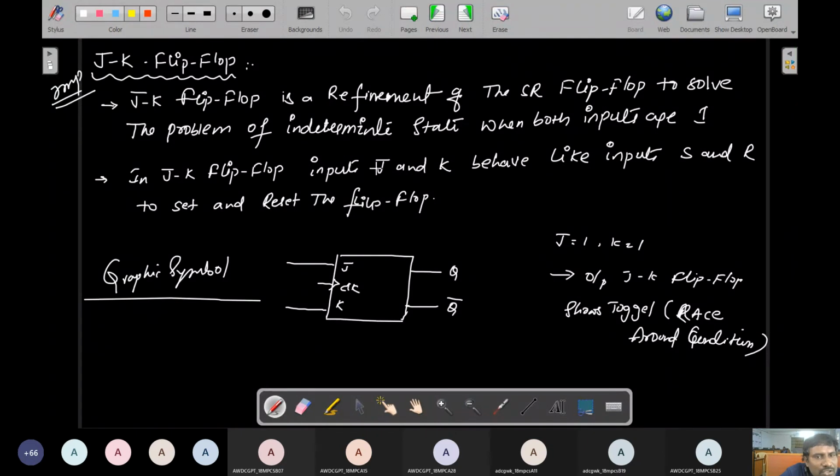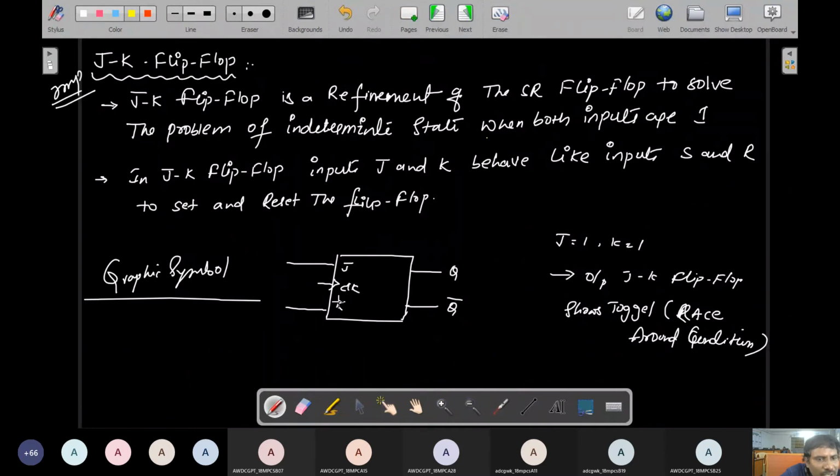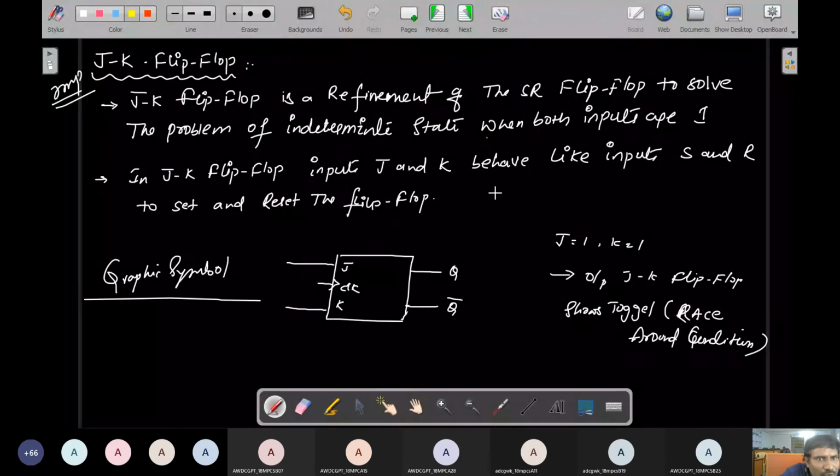But the JK flip flop also did not explain that state properly, because the race around condition exists when both inputs J and K are given high. Until then it explained the remaining inputs: J is equal to 0, K is equal to 0; J is equal to 1, K is equal to 0; and J is equal to 0, K is equal to 1. So in these three conditions, it behaves like the SR flip flop. But what about the fourth case? In the fourth case, it shows a complete toggling condition, that is called the race around condition.